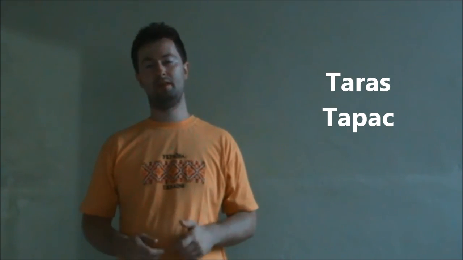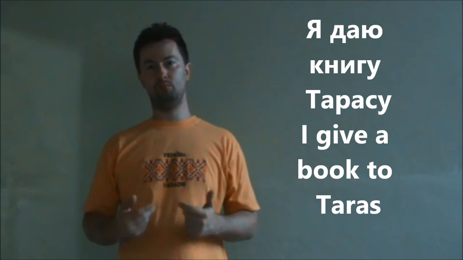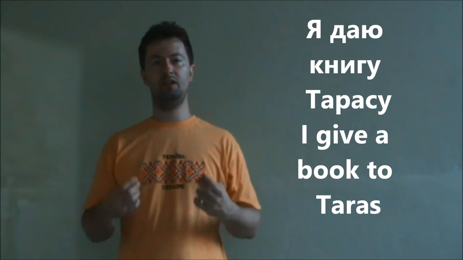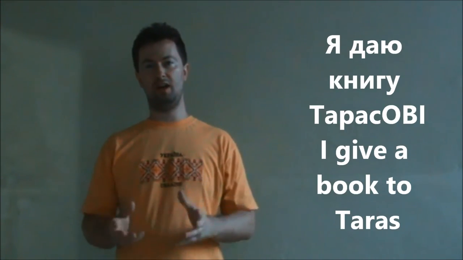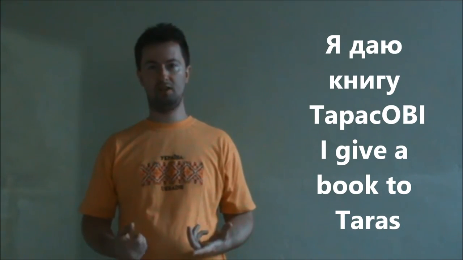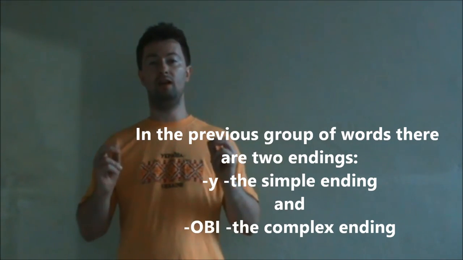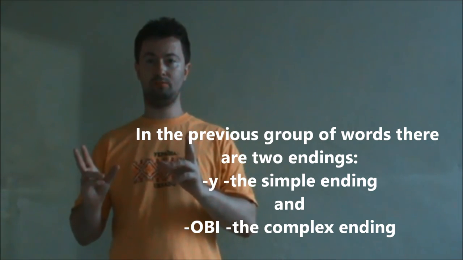Тарас. I give a book to Тарас. Я даю книгу Тарасу. That's the simple ending. Now, more complicated ending. Я даю книгу Тарасові. I give a book to Taras. As you see in the above two groups of words, the ending is the simple one, у, and the complicated one, ові. That's how the noun is changed in the dative case in Ukrainian.